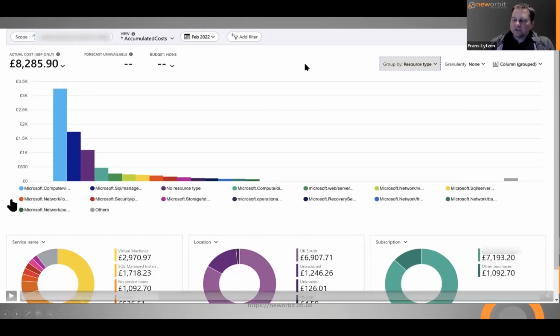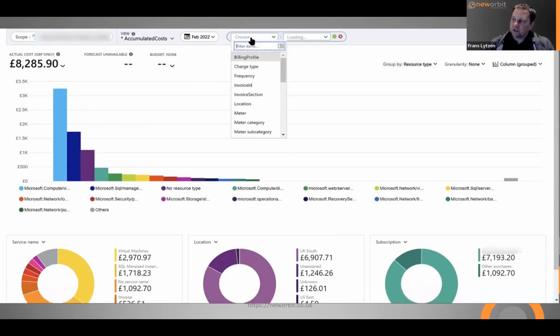So now that we know it's compute, let's go and have a look at what in compute it is. Is it all virtual machines? We can tell that from here. So let's go and look at the virtual machines and find out which ones are expensive, find out whether they have one that's just super expensive or whatever it is.